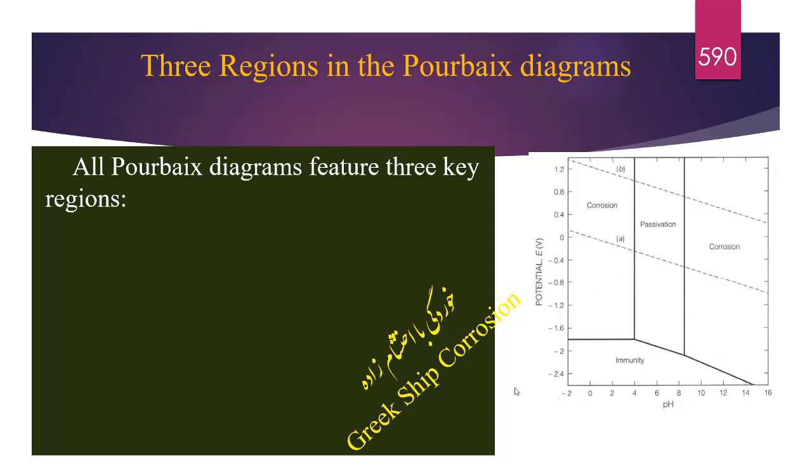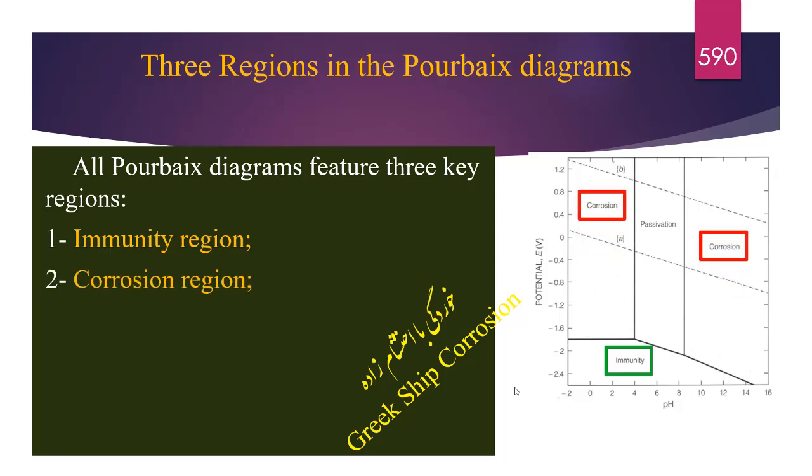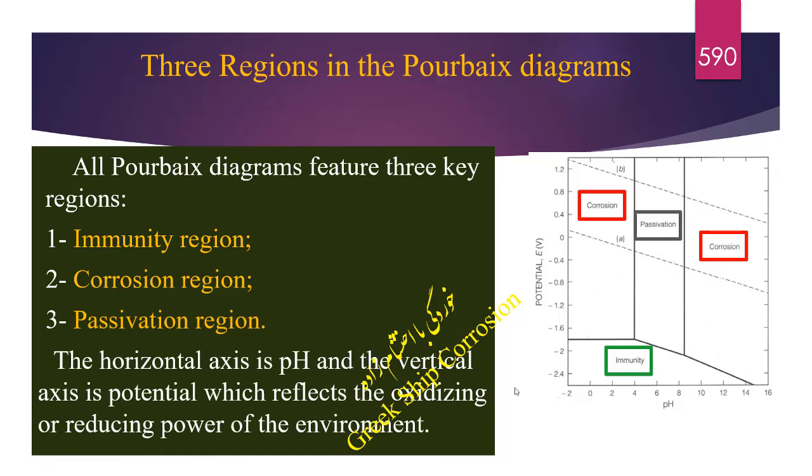Three regions in the Pourbaix diagrams. All Pourbaix diagrams feature three key regions. 1. Immunity region. 2. Corrosion region or regions. 3. Passivation region. The horizontal axis is pH and the vertical axis is potential, which reflects the oxidizing or reducing power of the environment.